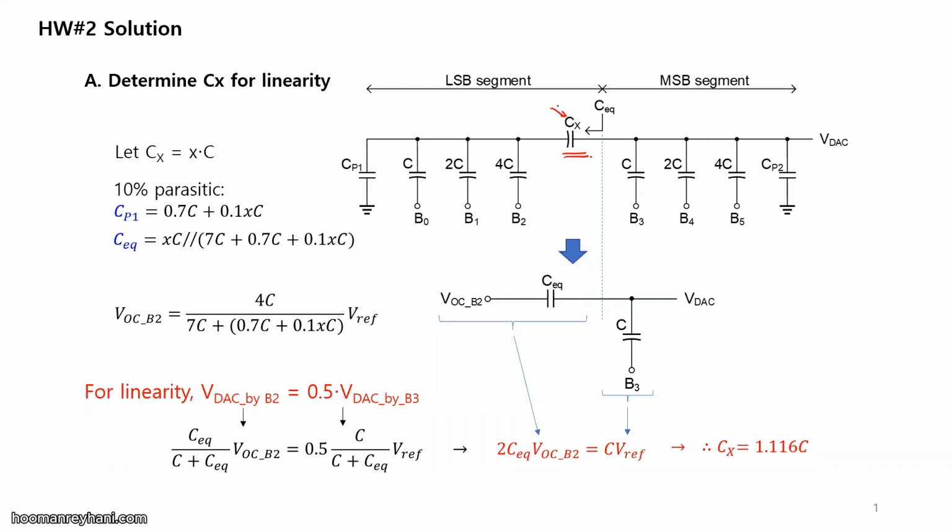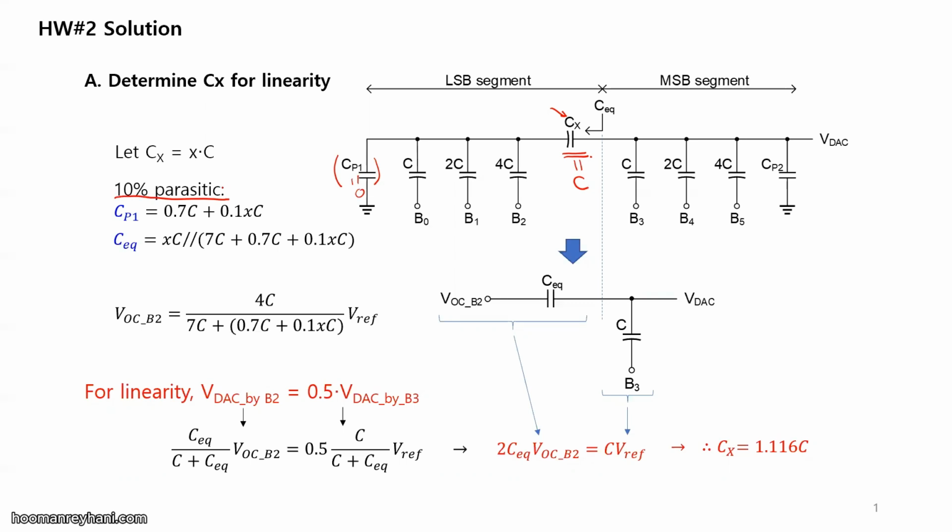Well, if ideal, we have no parasitic, and because we do not have a termination capacitor, if this is 0, then Cx should be just a unit capacitor, right? But the problem said that we have 10% parasitic for both top and bottom plate, right?